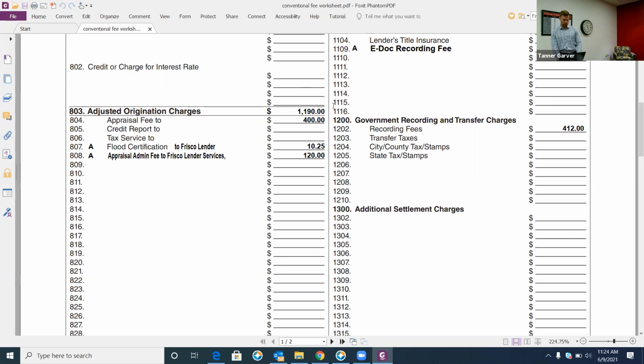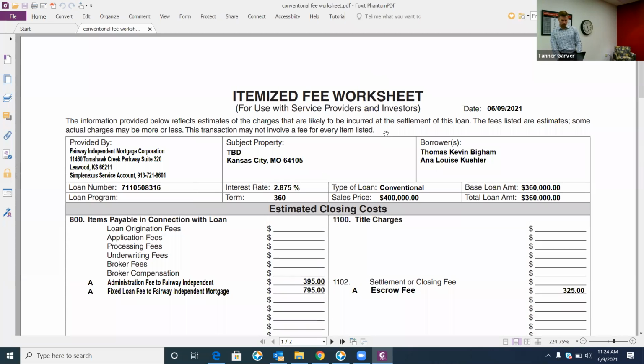Okay. Then we go over to the other side, and these are the title fees.